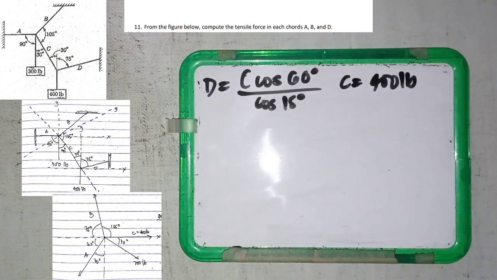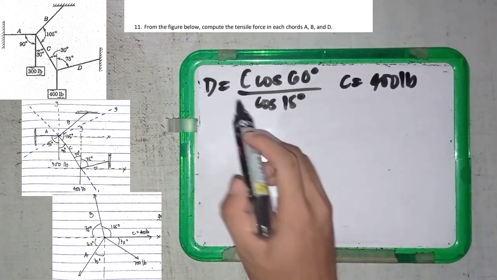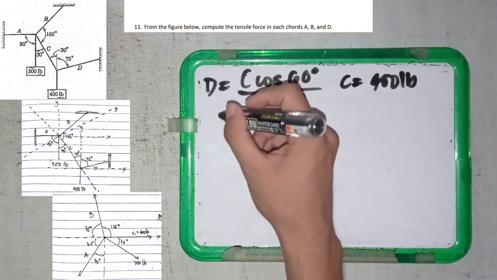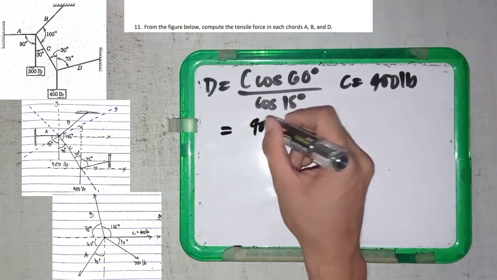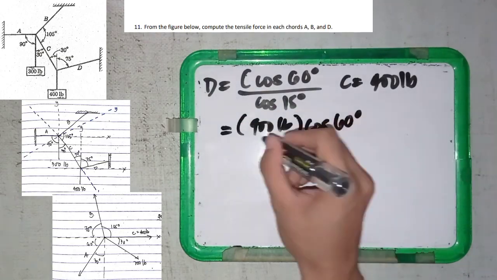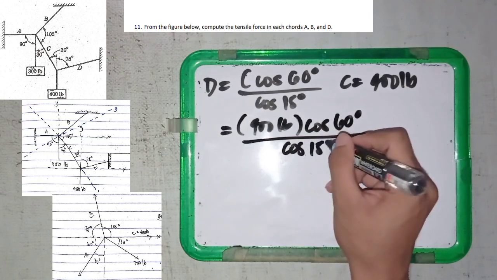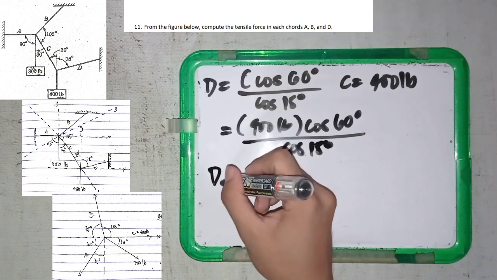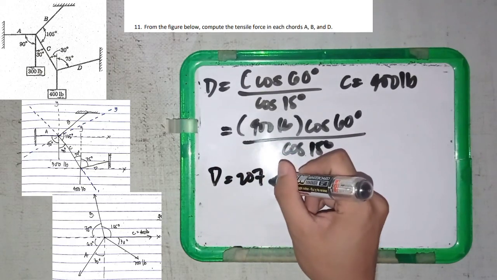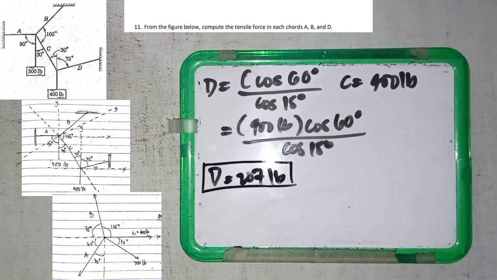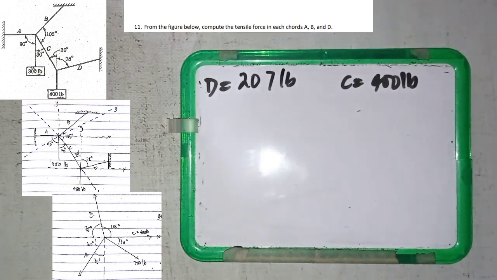Continuing the problem, since we have the C value, we can input it into the D equation. So D will be equal to 400 pounds times the cosine of 60 degrees all over cosine 15 degrees. So D is equal to 207 pounds. That's what we are going to find. So this is the first answer. Next is to find B and A.